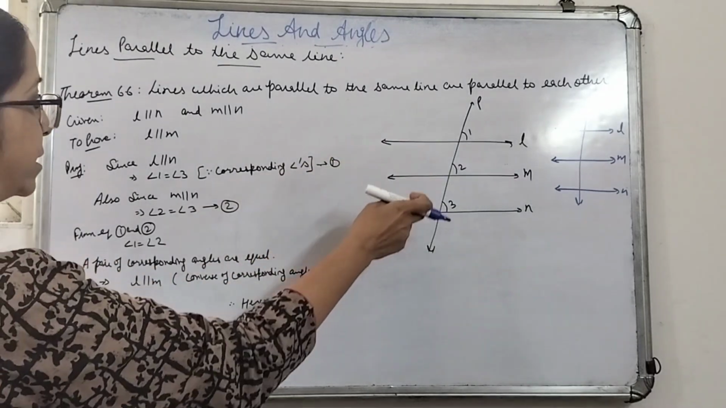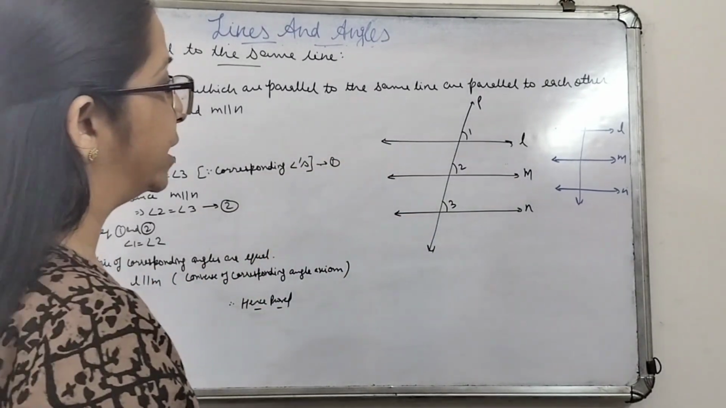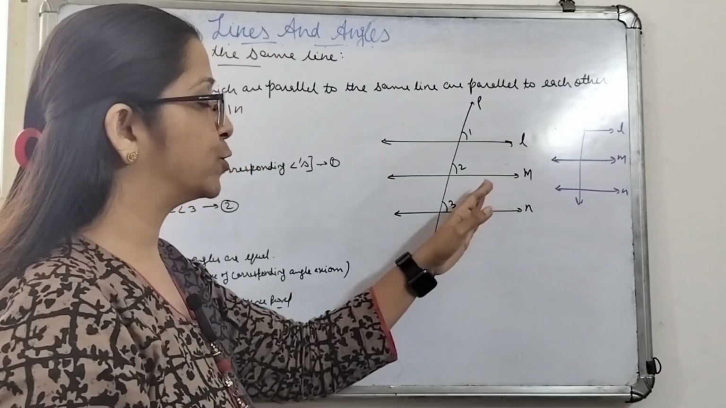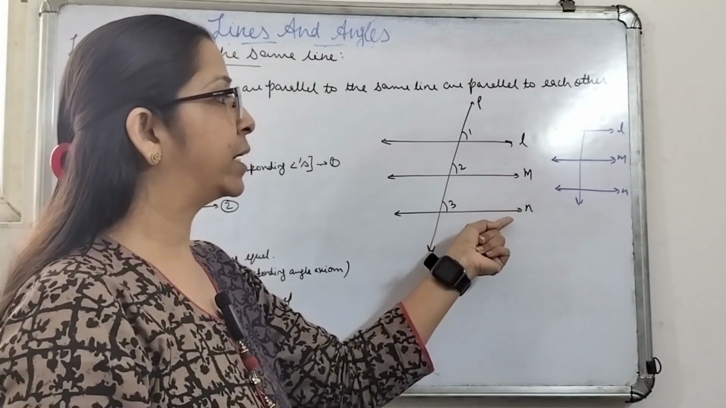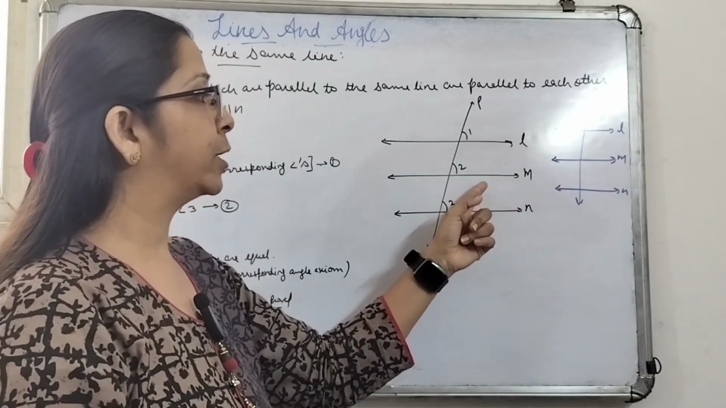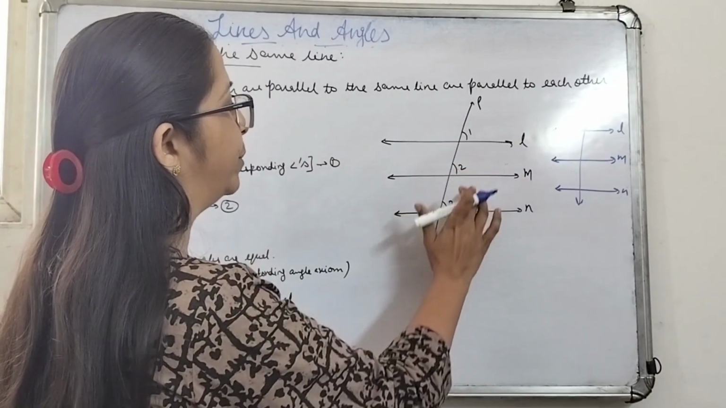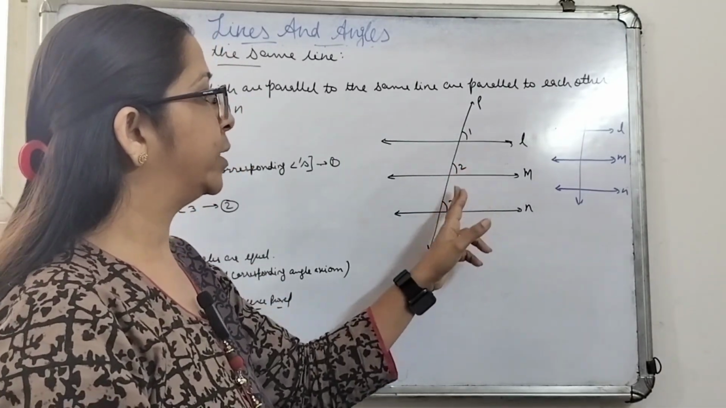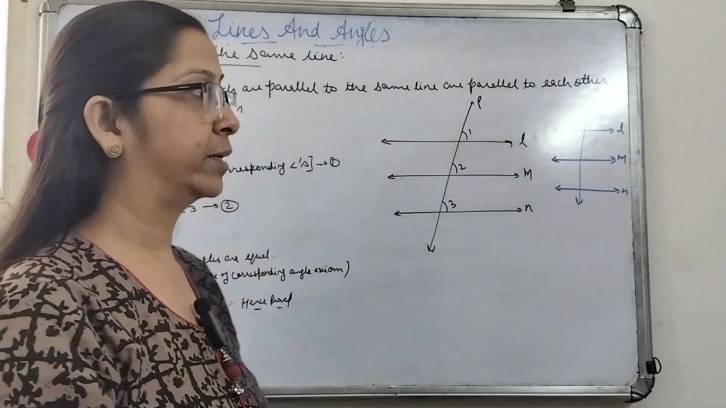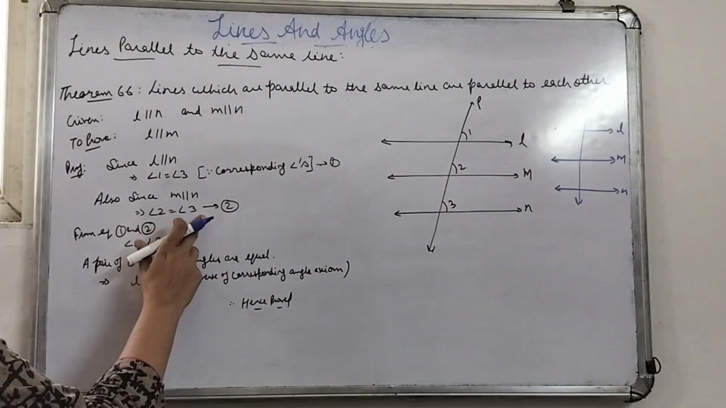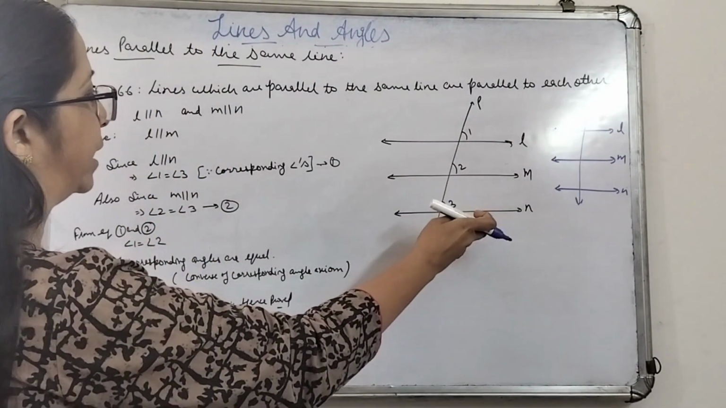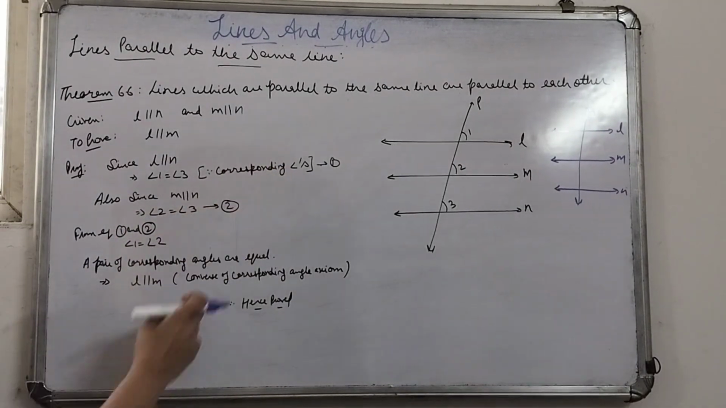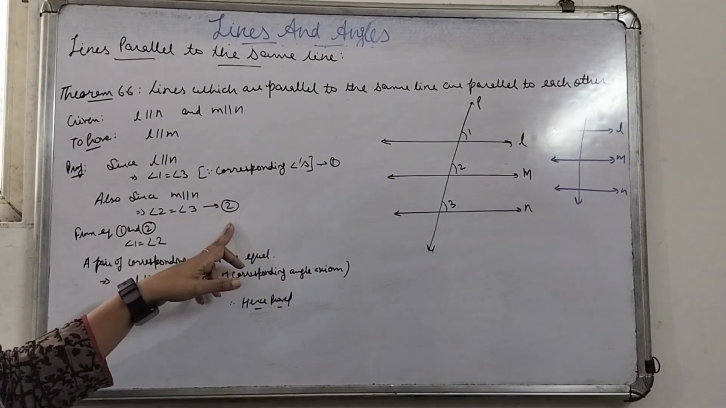Now the second condition given to us is that M is parallel to N. It is also given that line M is parallel to N, and if these two are parallel, then your angle 2 will be equivalent to angle 3, because for these two lines, angle 2 and angle 3 are also corresponding angles. So angle 2 will be equivalent to angle 3 because M and N both are parallel to each other.